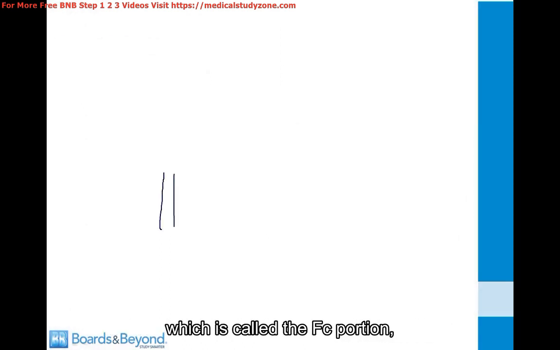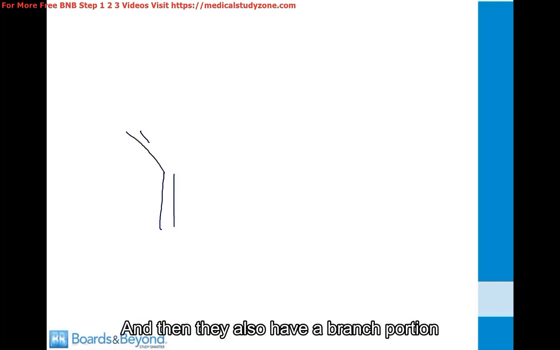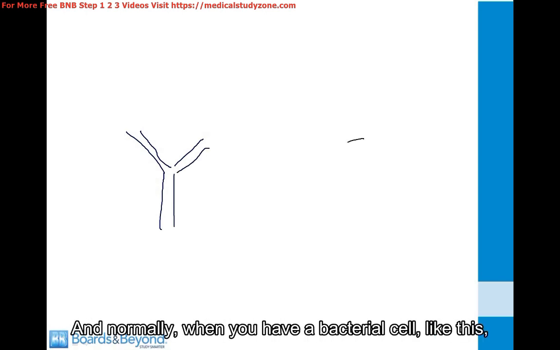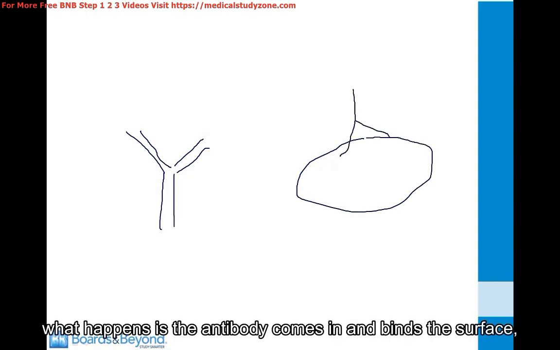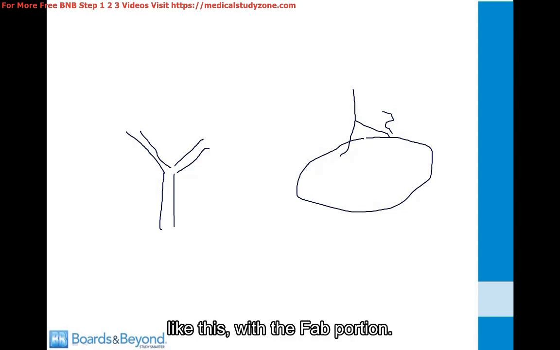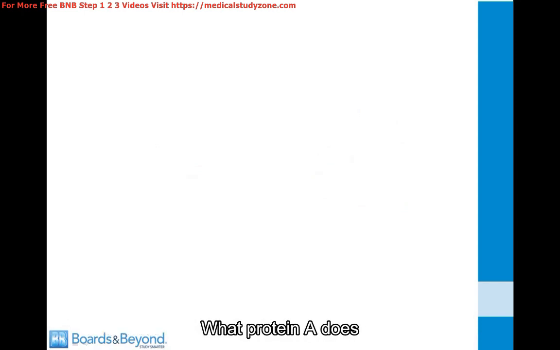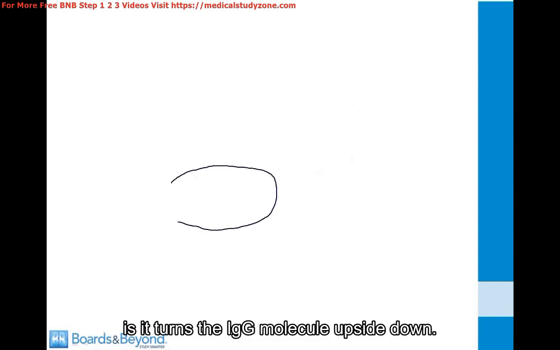So IgG antibodies have a straight portion, which is called the Fc portion, that stands for fragment crystallizable, and then they also have a branched portion that looks something like this. That's called the FAB portion for fragment antigen binding. Normally when you have a bacterial cell like this, the antibody comes in and binds the surface like this with the FAB portion, and then this draws in complement and other immune system cells to kill the bacteria. What protein A does is it turns the IgG molecule upside down.